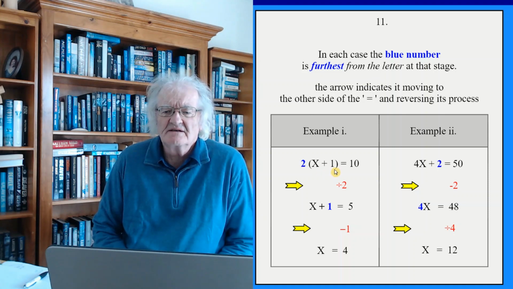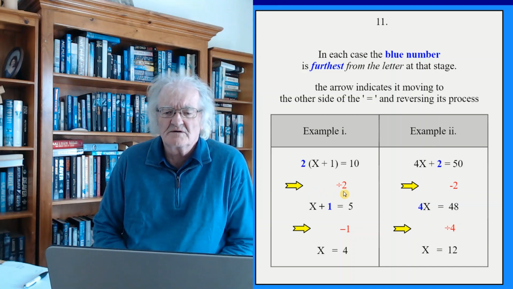2x plus 1 equals 10. The bracket keeps the x and the 1 together, so the 2 is further away. So when we shift the 2 to the other side, its process changes from multiplication to division. So we have 10 divided by 2 is 5.